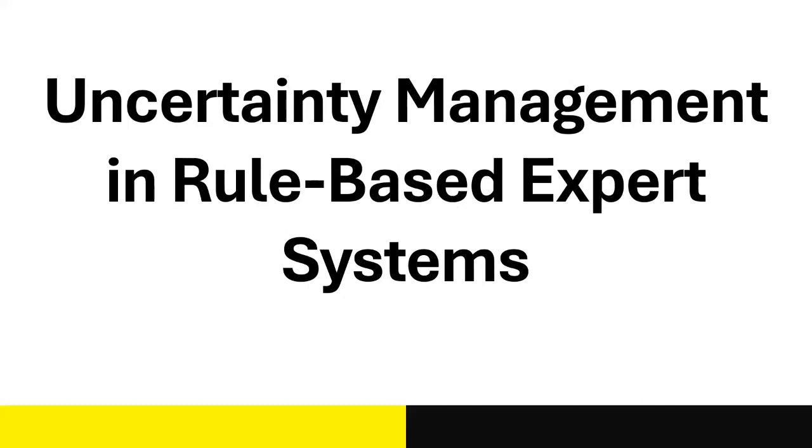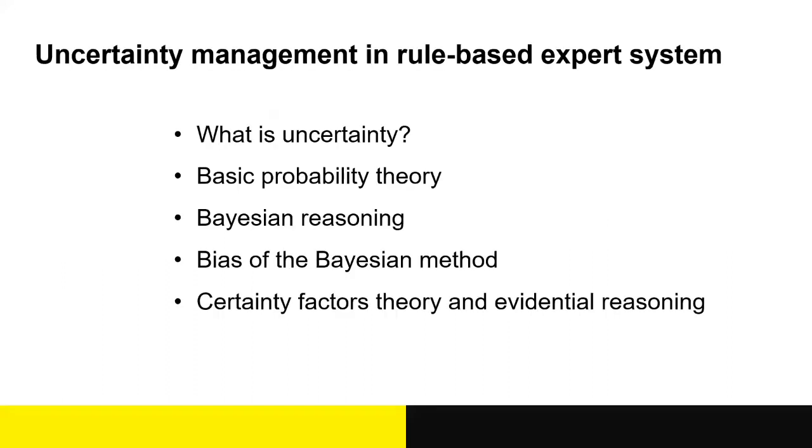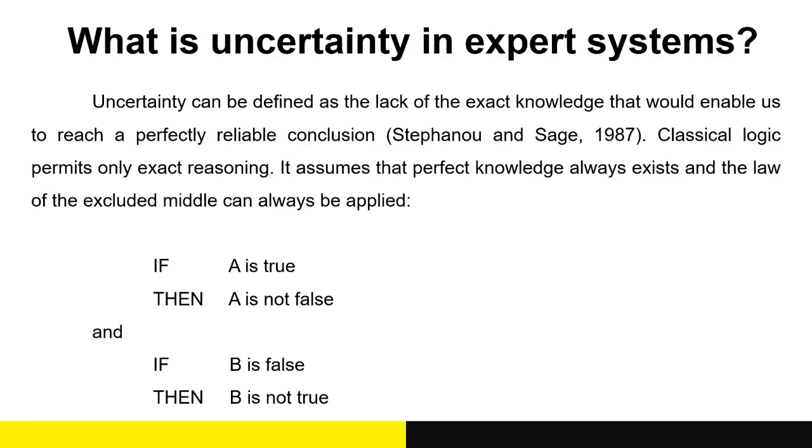Hi, good day everyone. Today we're gonna discuss the uncertainty management in rule-based expert systems. So the topics that we're gonna tackle under uncertainty management in rule-based expert systems are what is uncertainty, basic probability theory, Bayesian reasoning, bias of the Bayesian method, certainty factors theory, and evidential reasoning.